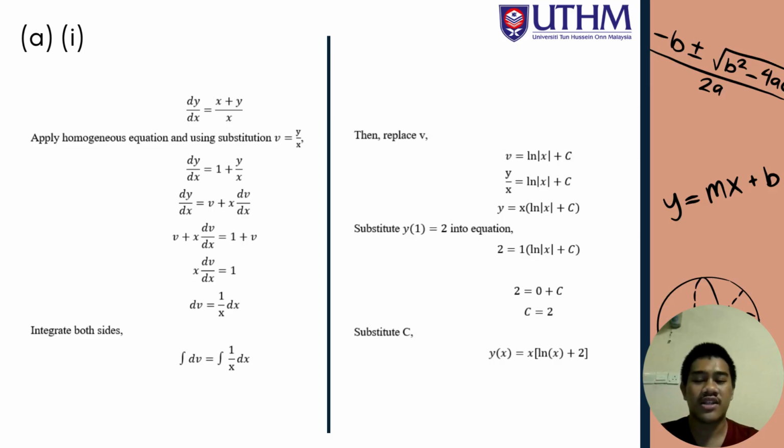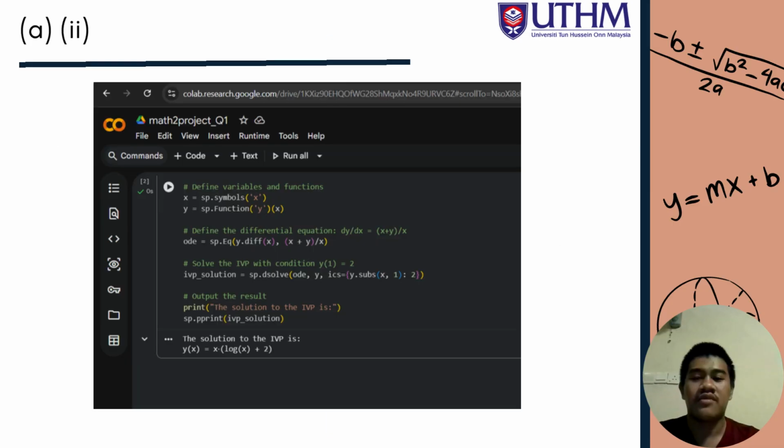Okay, for question 1, A1 Roman, the equation is dy/dx = (x + y)/x. So we use the homogeneous equation and we get the answer y(x) = x(ln x + 2). For question 1, A2 Roman, we use the Google Colab website for the mathematical software method, and this is the screenshot of the recording, and we got the answer y(x) = x(log x + 2).